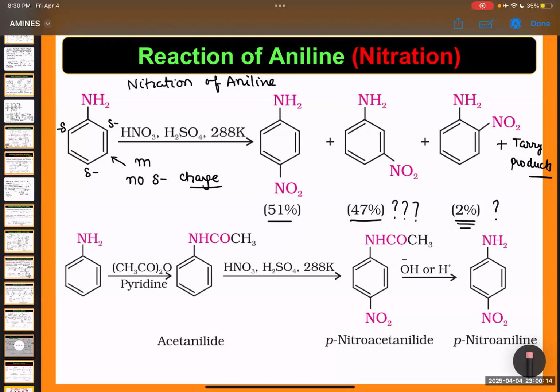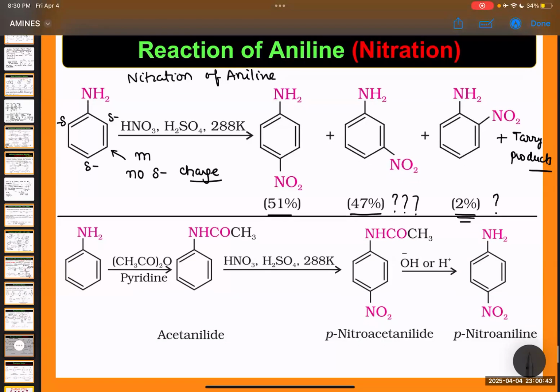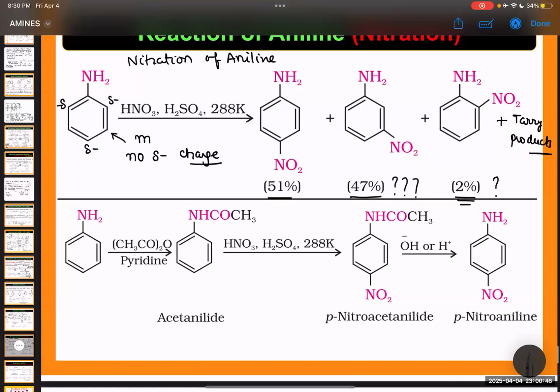So how to carry out the nitration? The answer is again the same. Don't carry out the direct nitration. Got it? Clear? Because direct nitration is causing a lot of problems like oxidation, loss of yield, multiple products being formed, and unexpected meta product being formed in a large amount. So don't do the direct nitration of aniline.